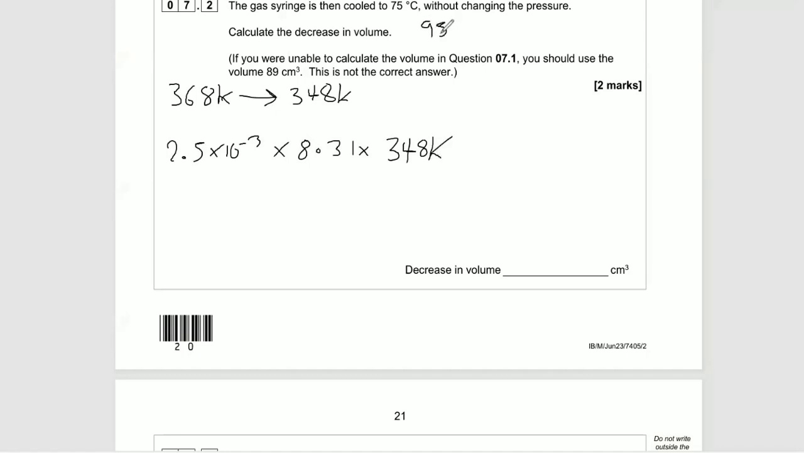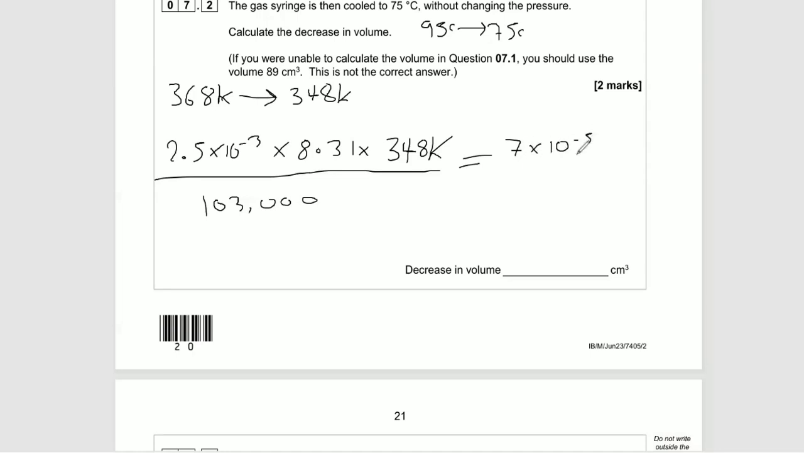So 2.5 times 10 to the minus 3 times 8.31 times 348 K. We got the 348 K because we did 95 from the original question, take away 75, which the temperature was lowered to, divided by 103,000. It told us the pressure was the same, 103,000. And we're going to get 7 times 10 to the minus 5. They're all thereabouts, 70169 or whatever. But 7 times 10 to the minus 5.